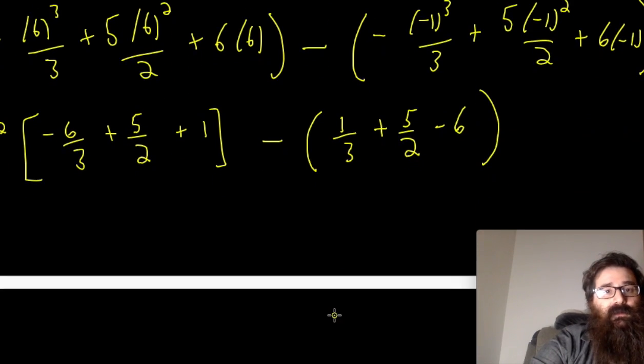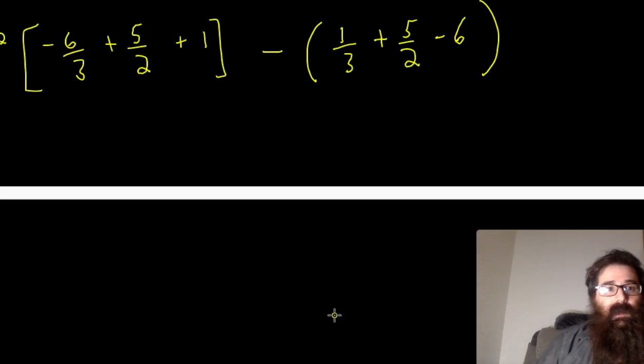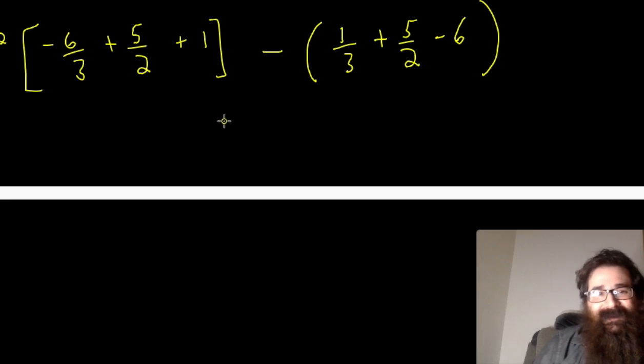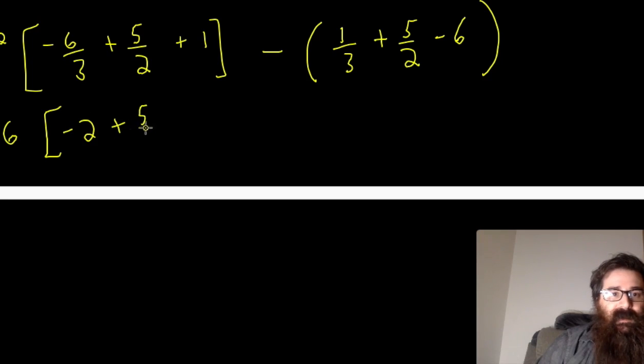So far, so good. Hopefully you're still with me. Hopefully you're not mad at me yet. But let's keep going. So 6 squared, I'm not going to play any games here. 6 squared is, what is that, 36? Of course. And then negative 6 divided by 3 gives me negative 2 plus 5 halves plus 1. And I got to keep that in parentheses.